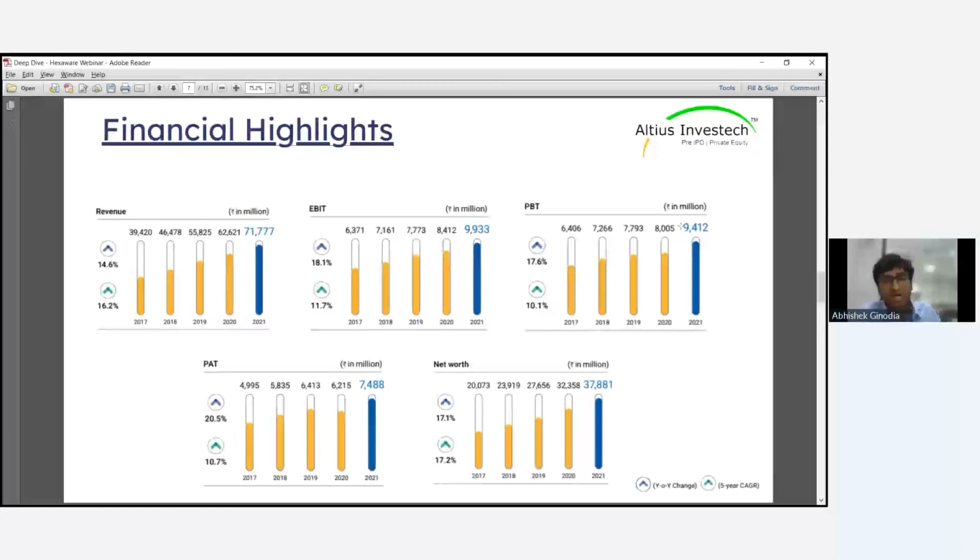Coming next to how does Hexaware's financials look like? Starting with revenue, Hexaware has grown from 3,900 crores to roughly 7,200 crores in the last 5 years, which would translate to a rough 5-year CAGR of 16.5%, which is actually pretty good if you compare it with the average IT sector growth rate. So the average IT sector growth rate has been somewhere between 8 to 10% for mid cap and large cap IT sectors. So Hexaware is actually in the top quartile as far as revenue growth rate goes.